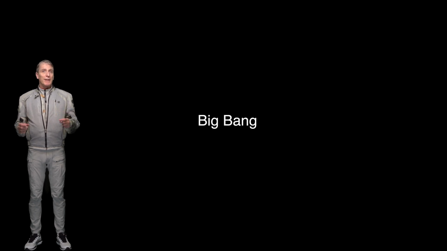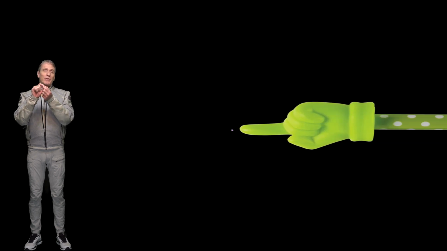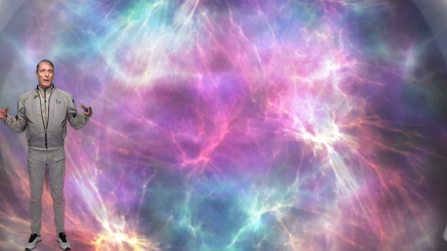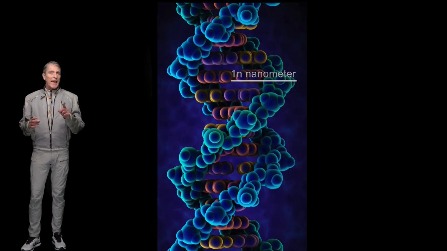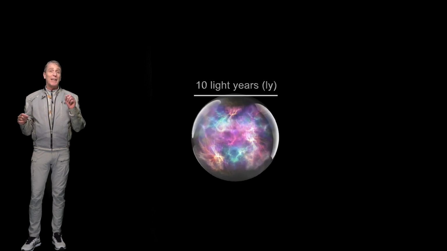Before the Big Bang, the entire universe was contained inside an infinitely dense point called the singularity. About 13.8 billion years ago, for reasons astrophysicists are still trying to unravel, the singularity started to expand at a very rapid rate. When I say rapid, I mean expanding from something like 1 nanometer wide, which is about half the width of a strand of DNA, to 10 light years across in an instant.